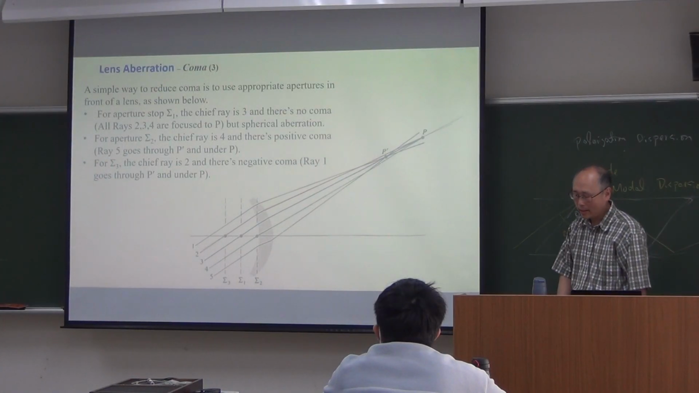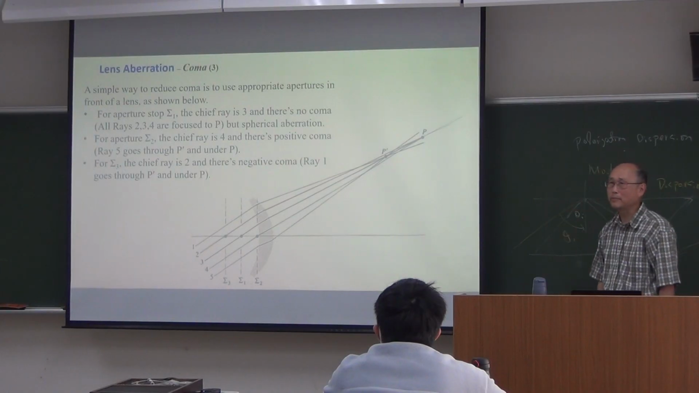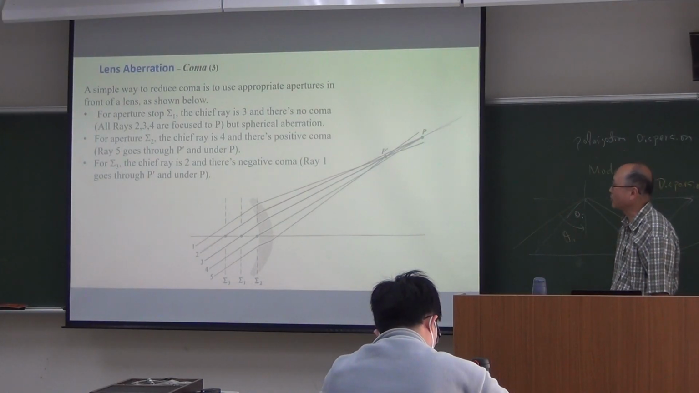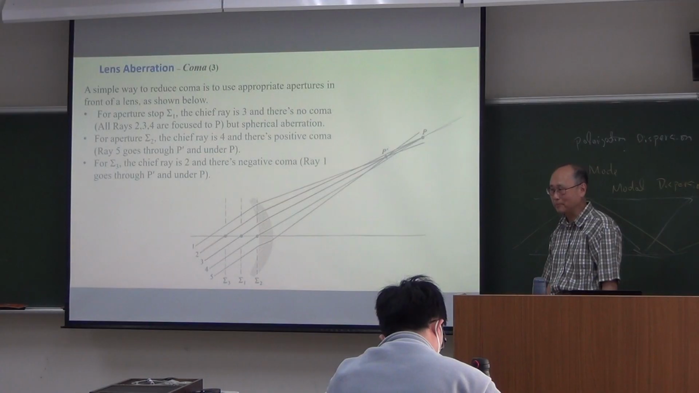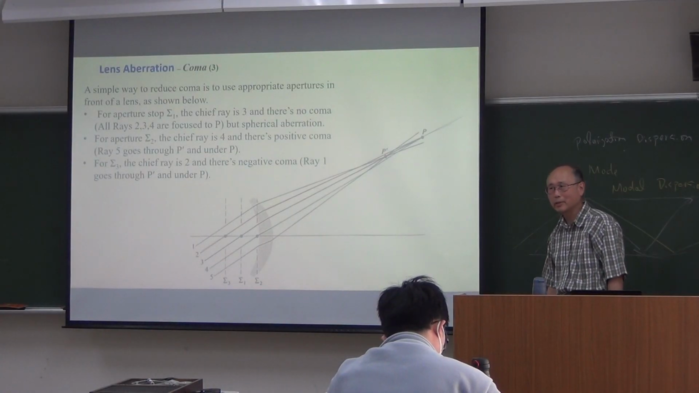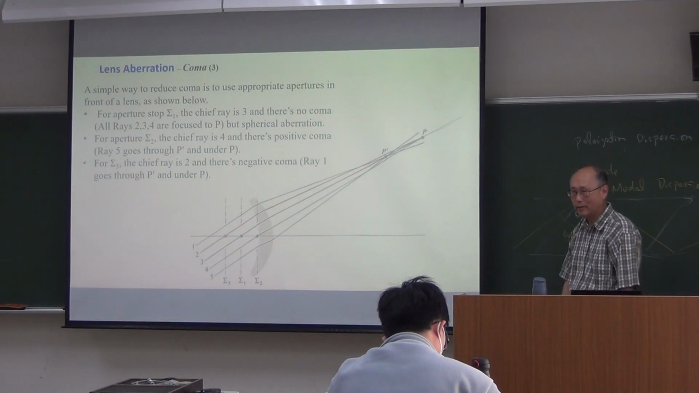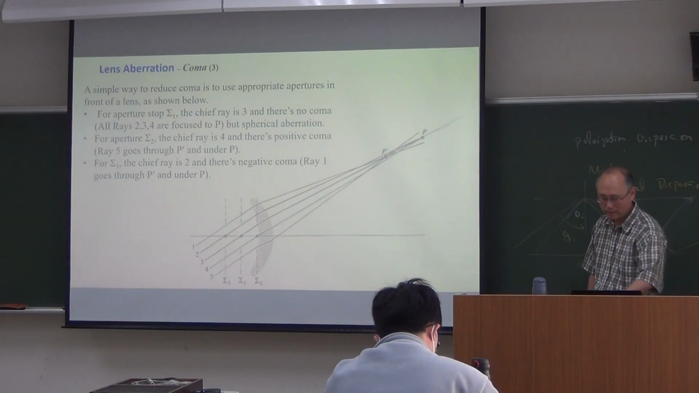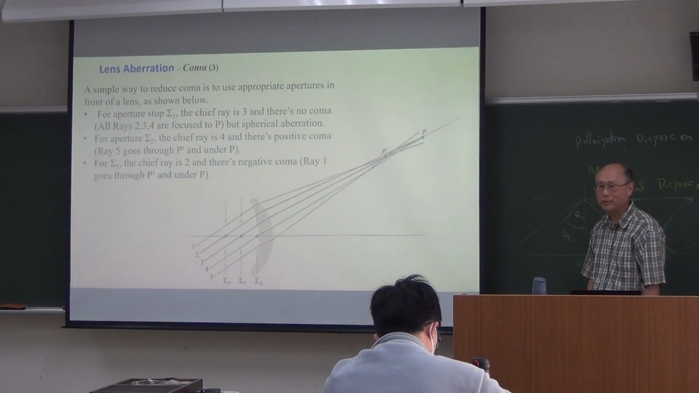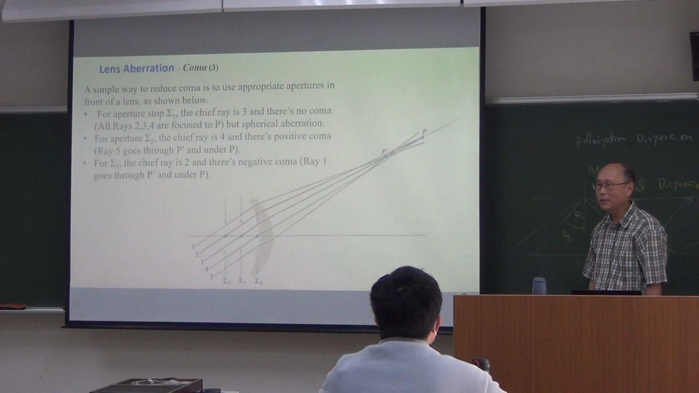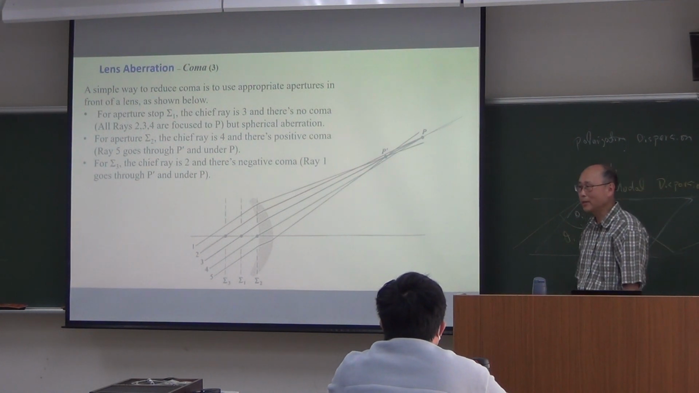And there is another kind of aberration we call astigmatism. That is something I will continue on Wednesday, and I hope that I can move a little bit faster during the online class this Wednesday.